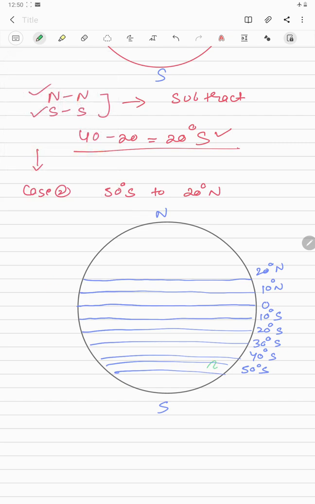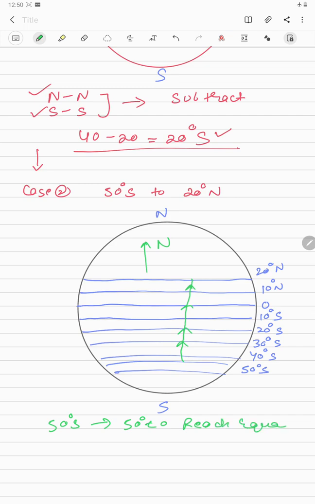From the 50 degrees south, guys, which is this one, you are moving towards the 20-degree north. So you are going like this. In order to solve this kind of question, first of all, the direction is very simple. You are going towards the north, right? But how many degrees have you moved, guys?